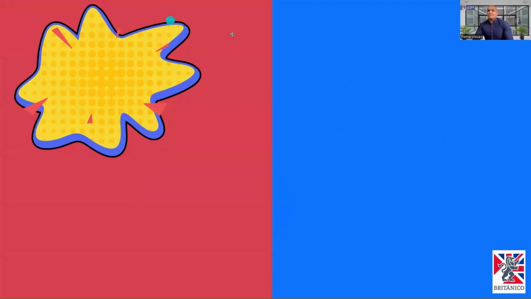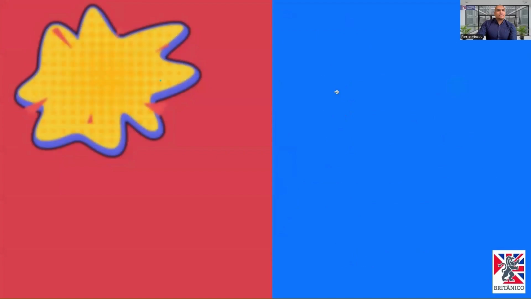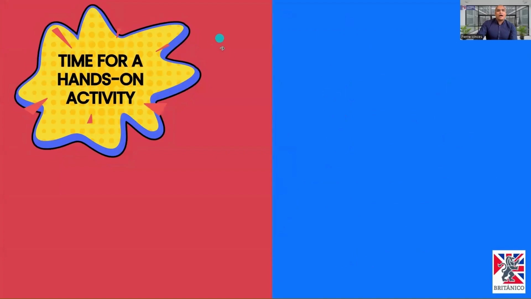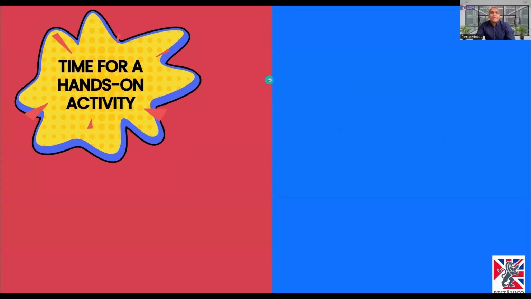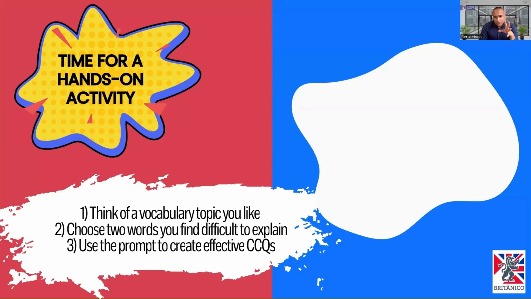Good. So now it's time for a hands-on activity. What are you going to do? You're going to think of a vocabulary topic you like. For example, family, places in the city, or personality. And you have to choose two words you find difficult to explain. Two words. And use the prompt to create effective CCQs.